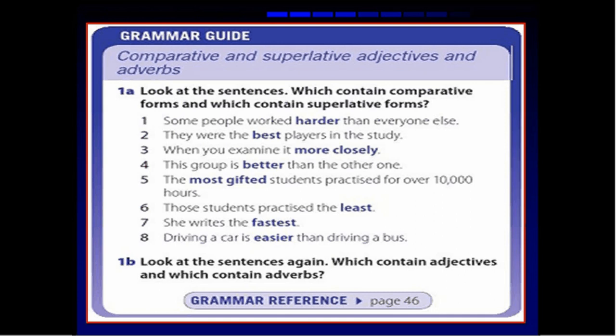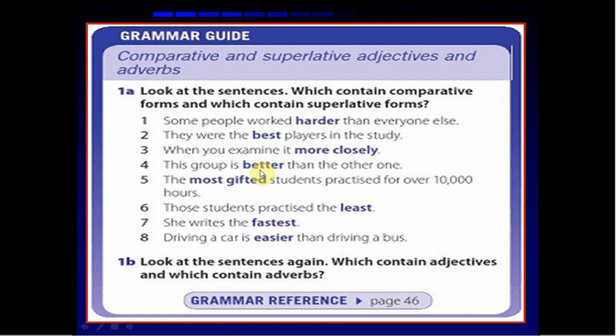Look at the sentences which contain comparative forms and which contain superlative forms. From 1 to 8, we have different adjectives. We have different forms. As for number 1, harder. Harder here is comparative. Number 2, best, superlative. Number 3, we have more. If you have more, it's comparative.